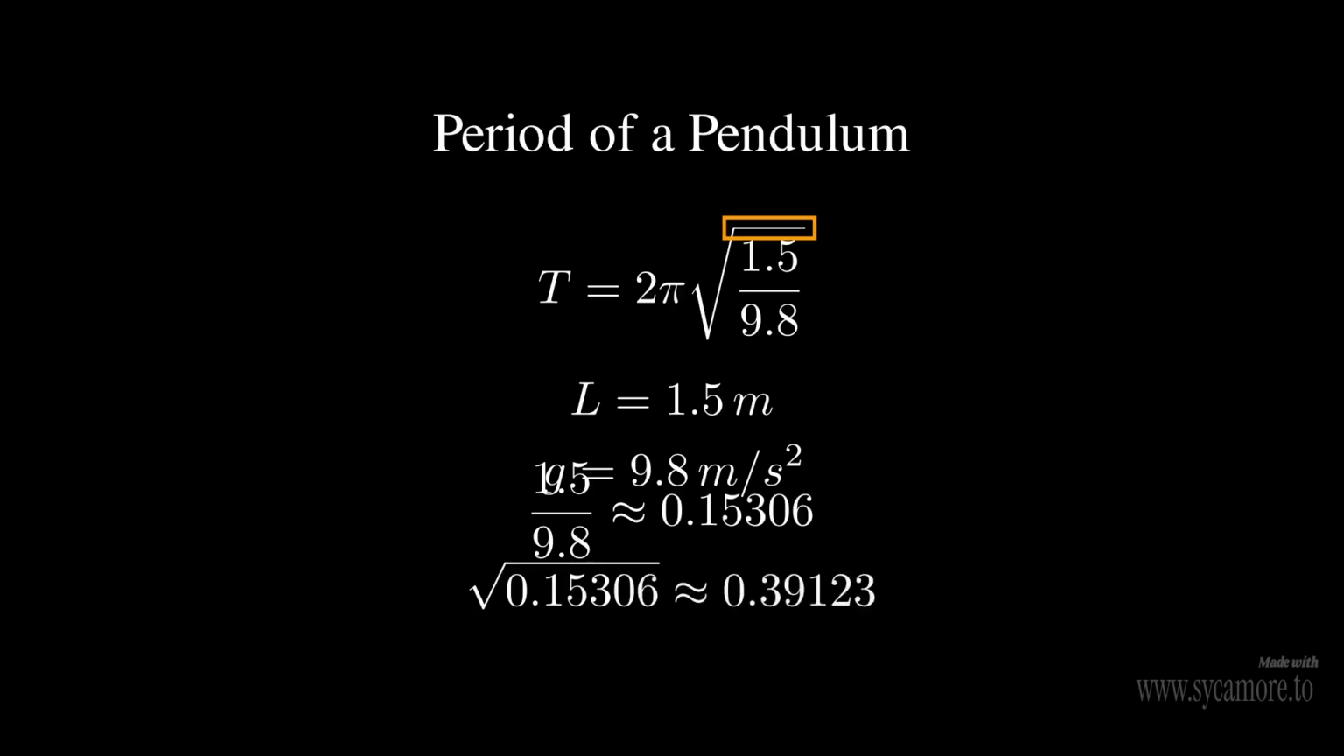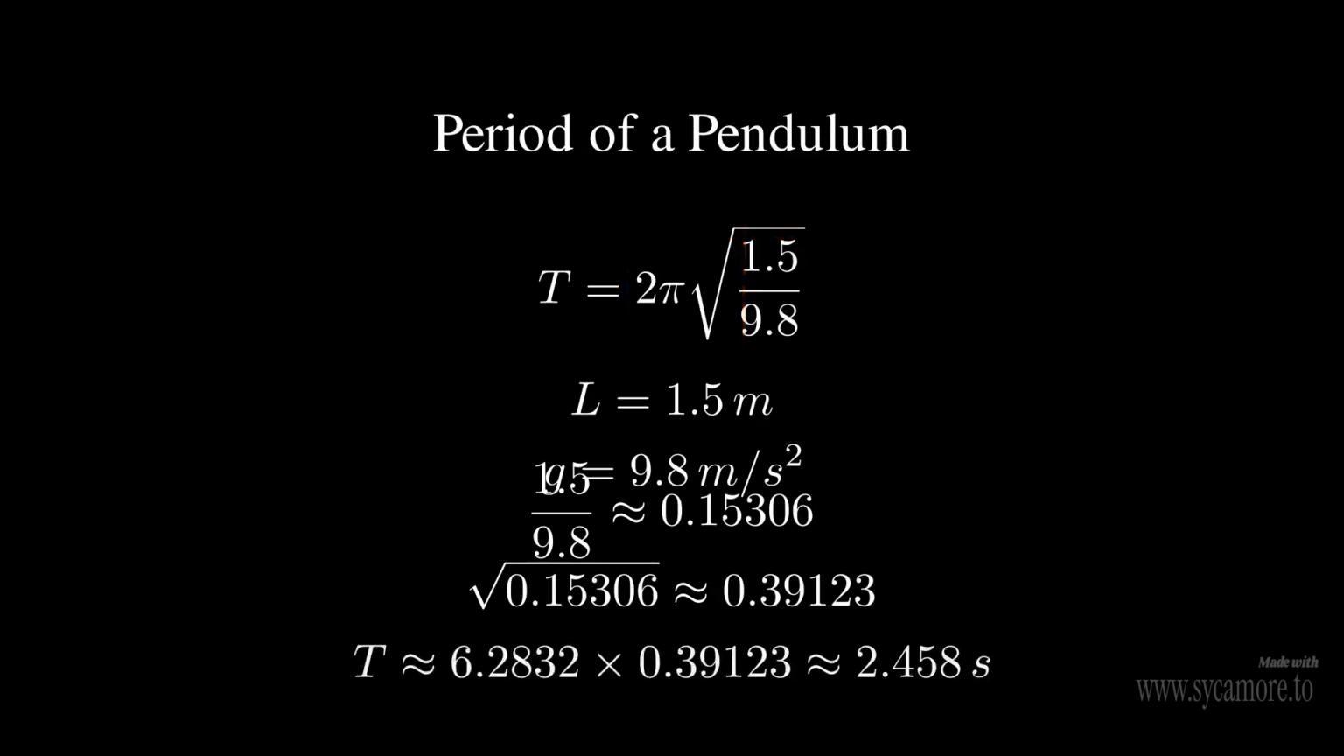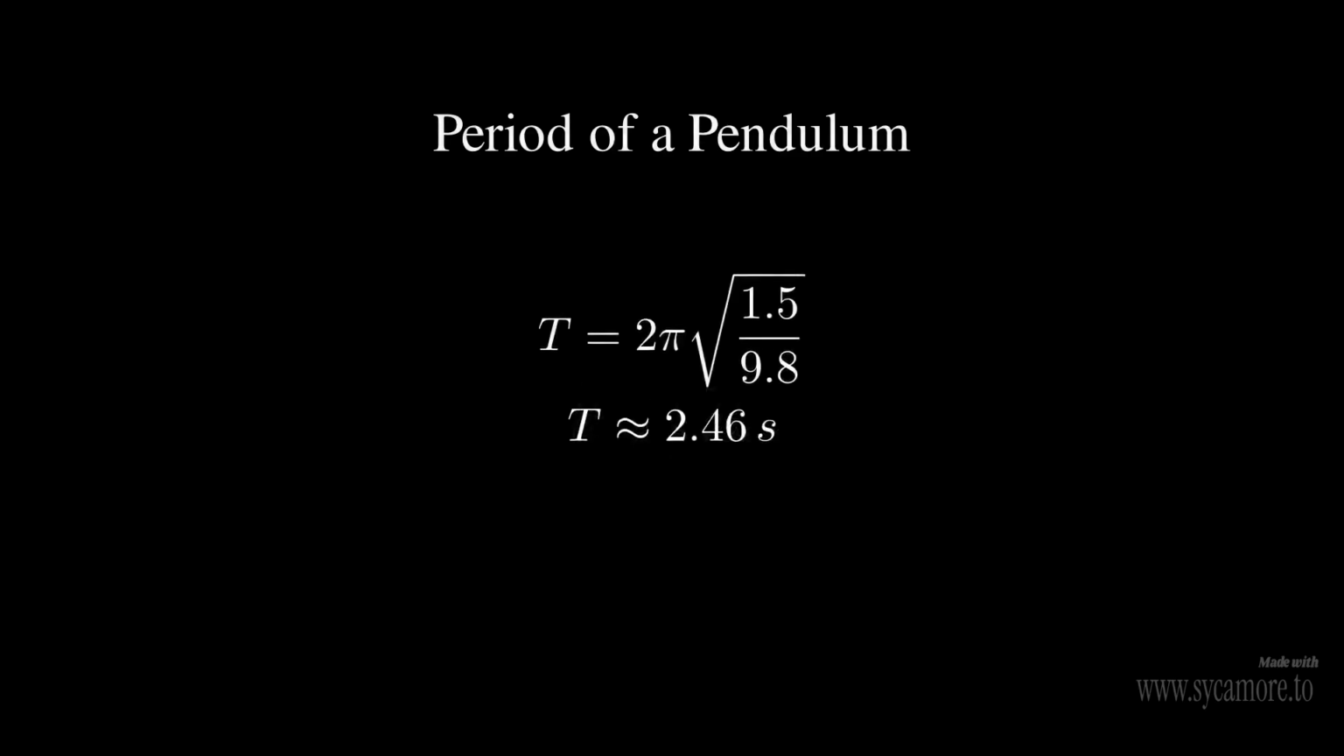Now multiply by 2 pi. That is roughly 6.2832. 6.2832 times 0.39123 gives approximately 2.458 seconds. The period of the 1.5 meter pendulum is approximately 2.46 seconds.